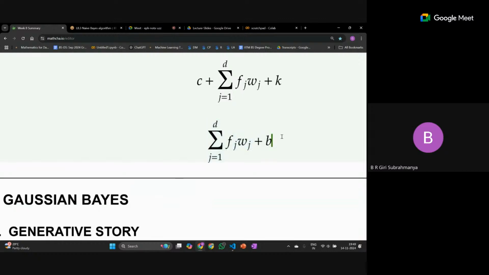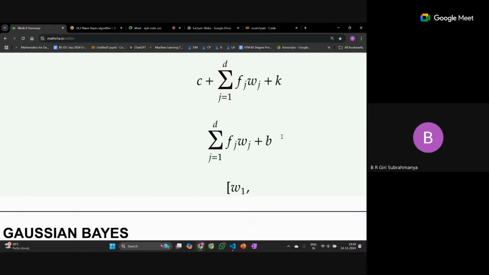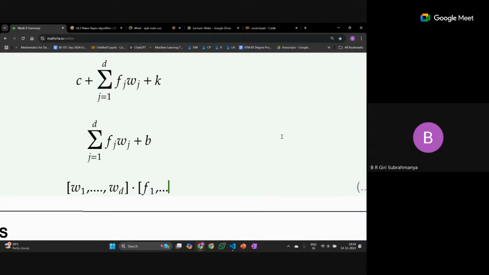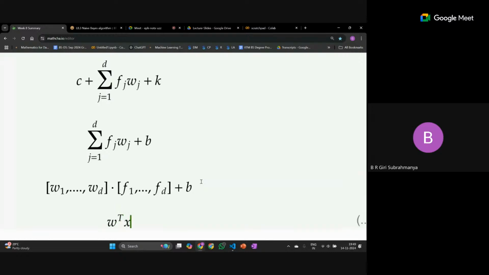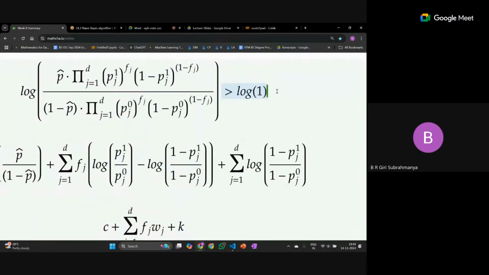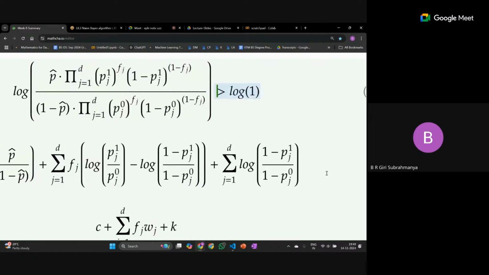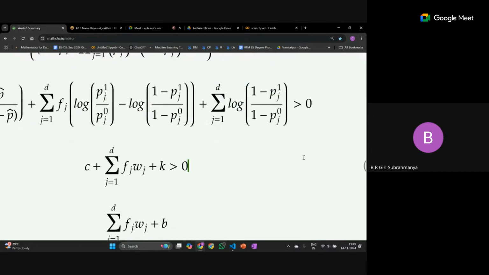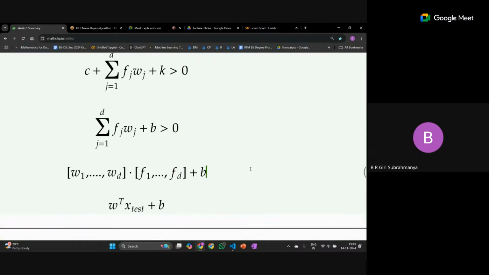So this can be written as W transpose, which is nothing but W1 to WD dot product with feature 1 to feature D, plus b. Now this can be written as W transpose X test plus b. Now I have not written one thing: the right hand side. This is the left hand side. The right hand side is log 1, which will become 0. So this should be greater than 0.